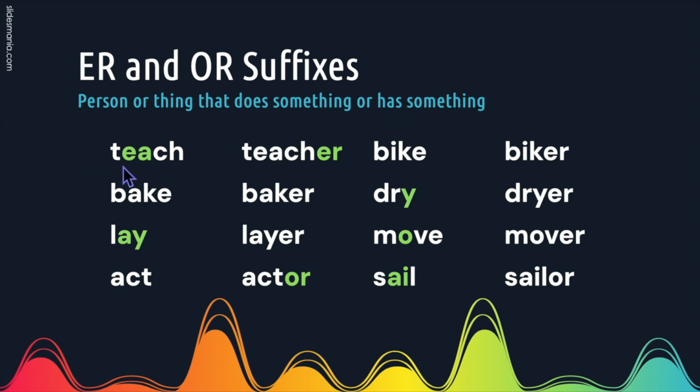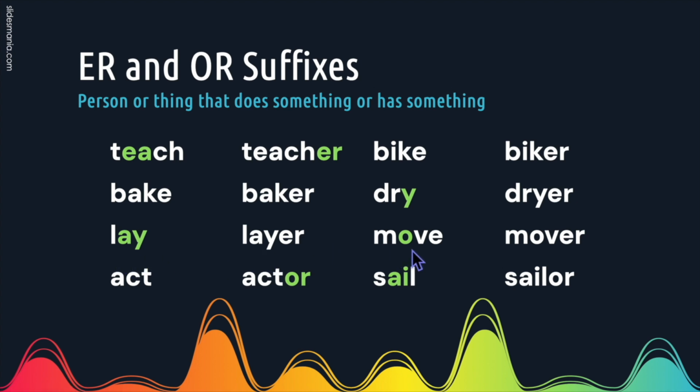For example, this word is teach because EA says E most of the time. So a teacher is somebody who teaches. Here we have bike, and a biker is somebody who has a bike. Bake, baker. Y at the end of a short word usually has a long I sound. So here we have dry, dryer. AY says A, lay, layer.